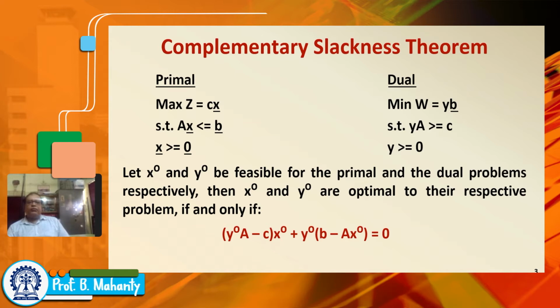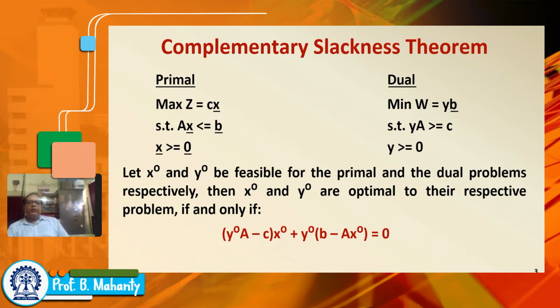we have already seen that suppose the primal is of the form maximize z equal to cx, subject to Ax less than or equal to b and x greater than or equal to 0, which is the maximization standard form. Then the dual will be minimize w equal to yb, subject to yA greater than or equal to c and y greater than or equal to 0, which is the minimization standard form. Now this primal to dual conversion is symmetrical, because if you take the dual of the dual, you will again get back the primal. So primal to dual and dual to primal conversion is symmetric in nature.